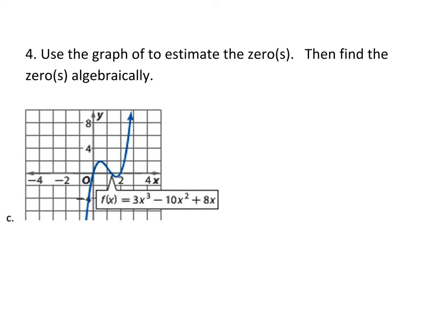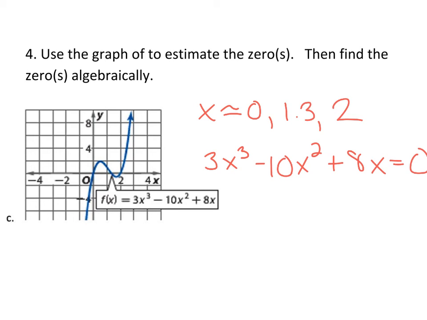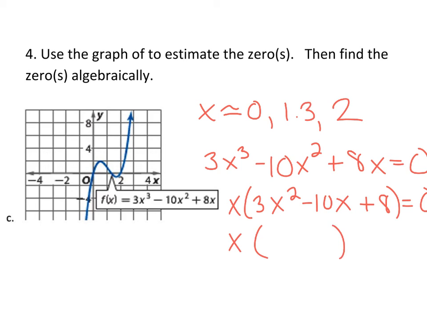This final one is a cubic function, and notice that there are 3 zeros. So estimating, I'm going to say approximately 0, probably 1.3, and it looks like 2 exactly. So to solve this, I again set my cubic function equal to 0. And to solve this cubic function, I'm going to use my factoring methods. I'm going to begin by factoring out my GCF, which is x. So that produces x times the quantity 3x squared minus 10x plus 8. And then I'm going to attempt to factor this again.